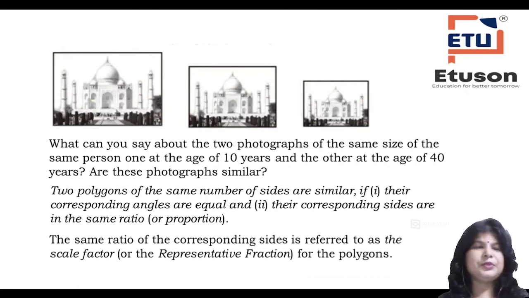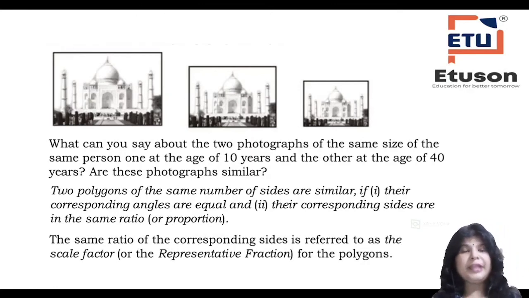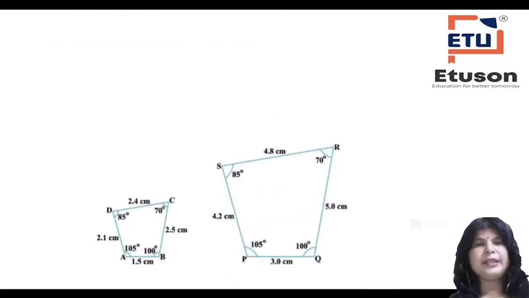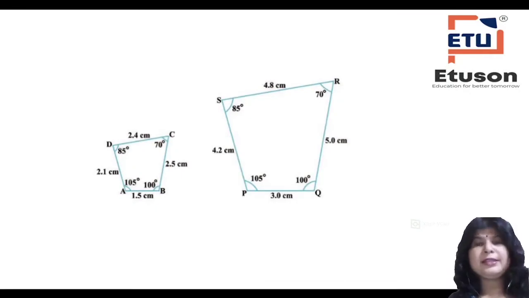Right, children? Now, the same ratio of the corresponding sides is referred to as the scale factor, where you are finding out the ratio. This is otherwise known as the representative fraction for the polygon. Okay, children? Now let us see whether these quadrilaterals are similar or not. So now you just check the angles.